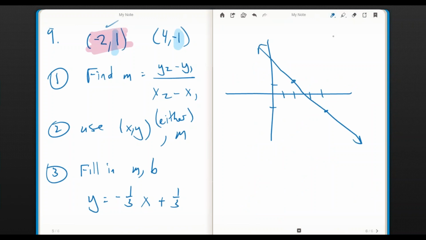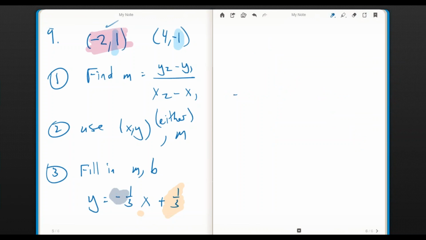It doesn't hurt to make sure things work. This line is going down and my slope is negative, so that matches up with what I expect. Look, good thing I checked. The y-intercept is supposed to be 1/3. No way do I have 1/3. What did I do wrong? Well, I did not pay attention to this negative sign, so I think I start over.